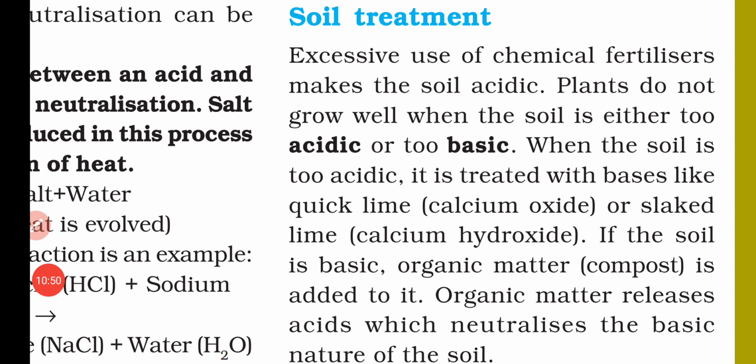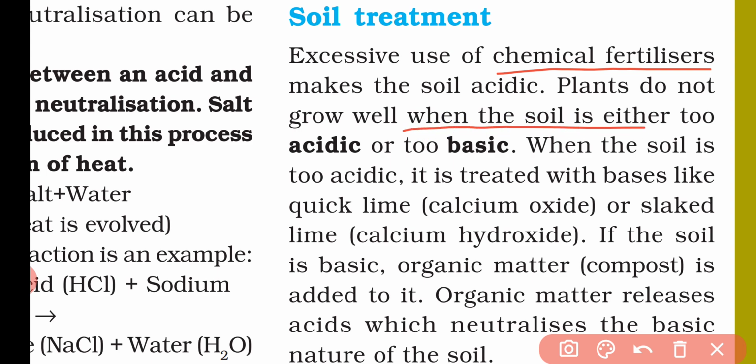Now for soil treatment. Whenever we use chemical fertilizer in excessive amounts, it makes the soil quite acidic, and plants are not able to grow in acidic soil or in very basic soil. That means whenever the soil is too acidic or too basic, the plant will not grow. And because they are not growing, we have to treat the soil by a neutralization reaction. Now how are we doing it?